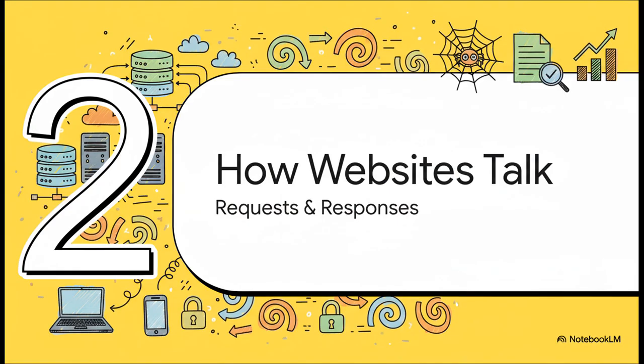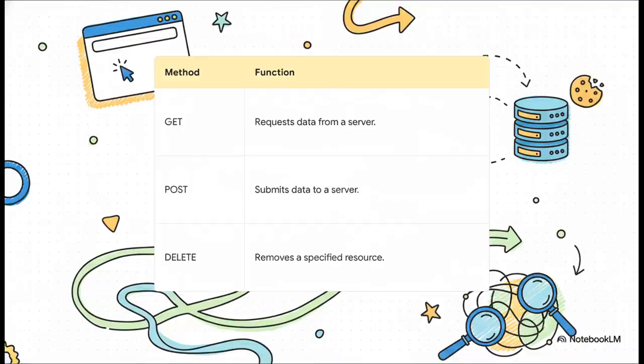So, if it's a conversation, what are they actually saying to each other? Let's take a look at the actual commands and replies that are flying back and forth to build the websites we see every single day. Your browser does the asking, using these things called HTTP methods. The most common one by far is GET. That's your browser saying, get me this web page. Simple as that. Now, when you fill out a login form or submit a comment, it uses a POST request, which sends your information to the server.